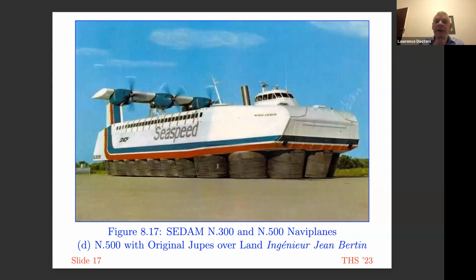Here is the N500. They tended to call their air cushion vehicles Navi planes. This differs from what I've showed you in the previous slides in a couple of ways. First of all, there are more than 8 jupes. You can see about a dozen on each side. And in addition, there's no peripheral skirt around the whole system. And one notices also the wrinkles in these skirts.